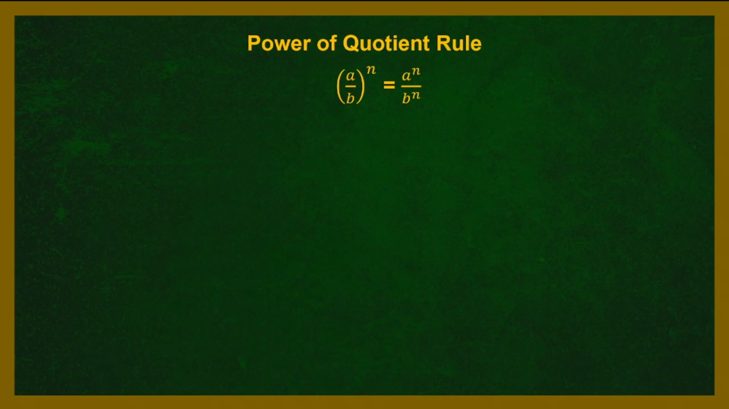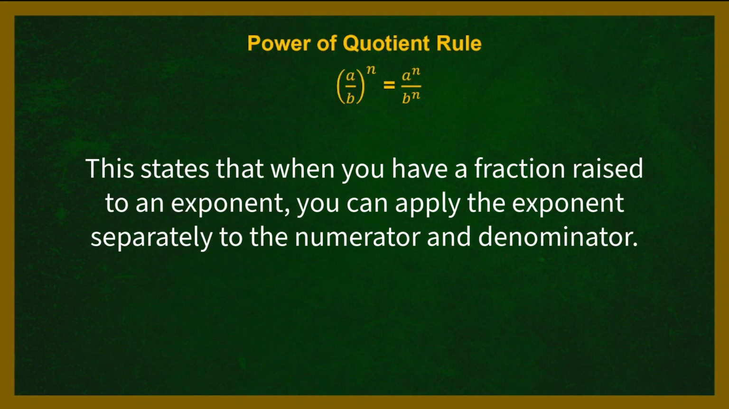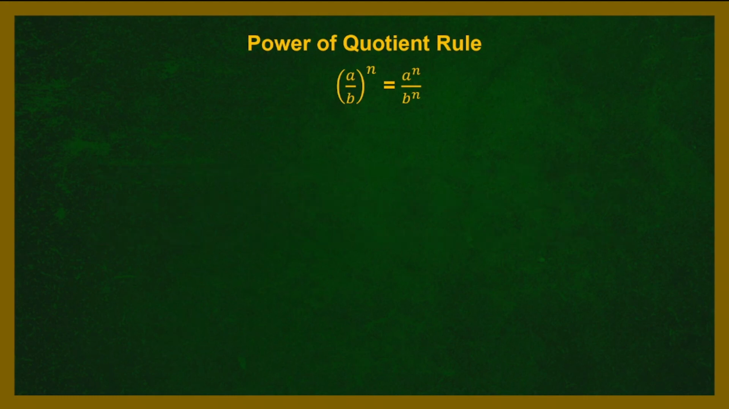Next up, we have the power of quotient rule, sometimes referred to as the power rule for fractions. This states that when you have a fraction raised to an exponent, you can apply the exponent separately to the numerator and the denominator. So let's go ahead and express this in mathematical terms in the following exercise here.